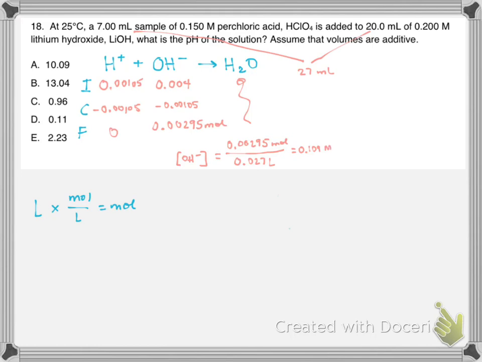We can get pOH by taking the negative log of that. And it ends up being 0.96. So to get pH, we'll just do 14 minus 0.96, which is going to equal 13.04, which corresponds to answer B.